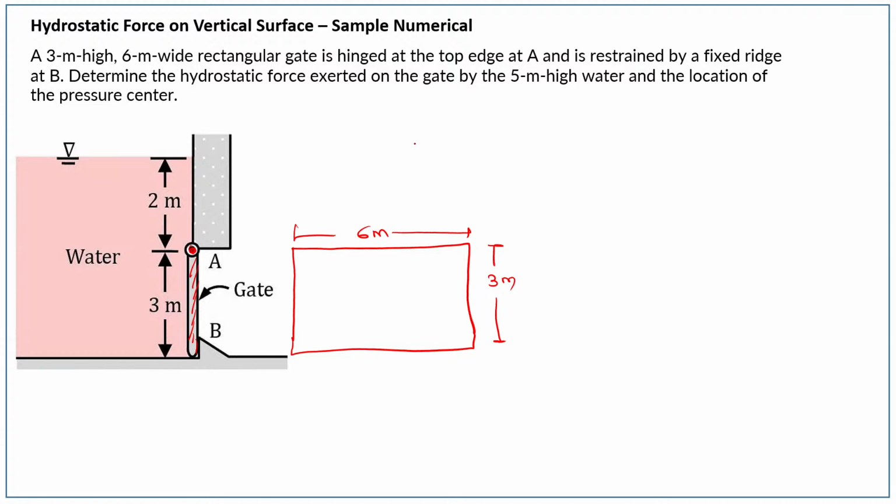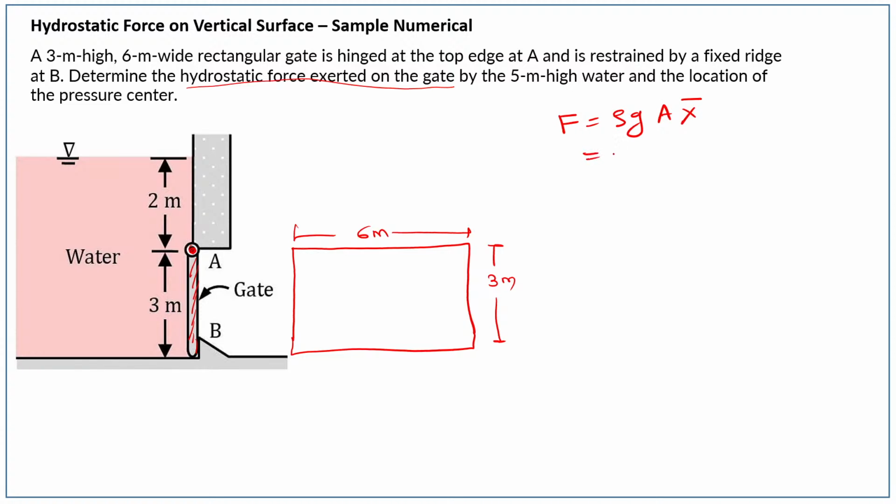Okay, and you have to find out the hydrostatic force exerted on the gate, and the liquid is 5 meter height from the bottom, and you also have to find out the location of the center of pressure. So the formula remains the same. F is equal to rho g A x bar.